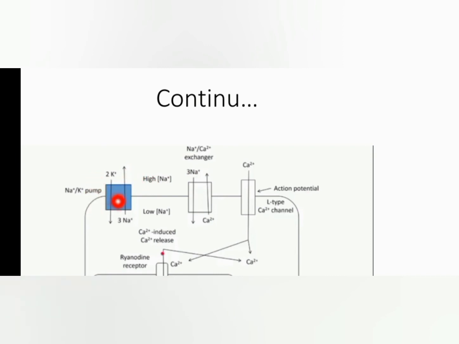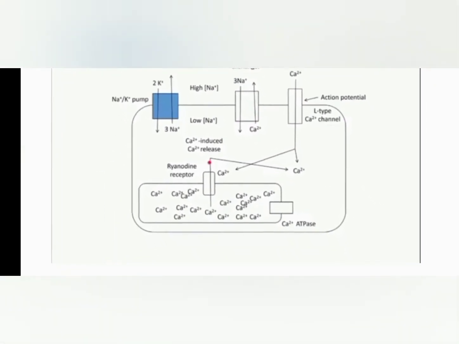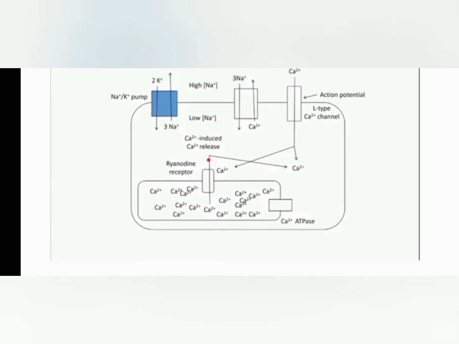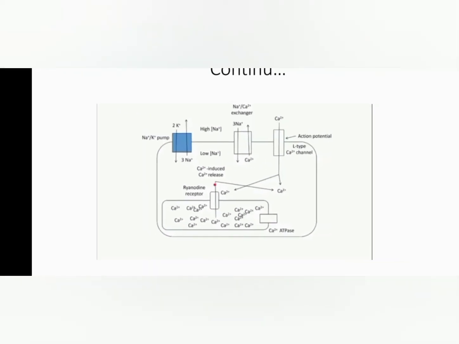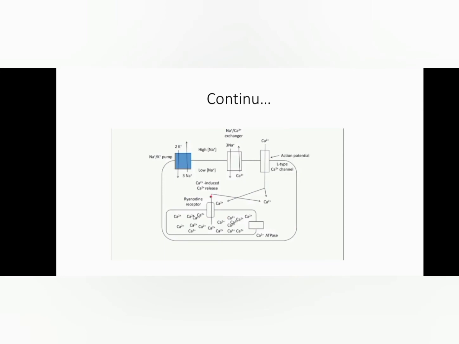When this pump is inhibited, there is no sodium inside, so calcium is not transported outside the cell. So calcium will pool or accumulate in the cell and the intracellular calcium level will increase. And you know that cardiac contractility is due to actin and myosin bridges, and actin myosin bridges are due to calcium. So when calcium increases, this increases contractility of the heart. This is the simple mechanism of digoxin.